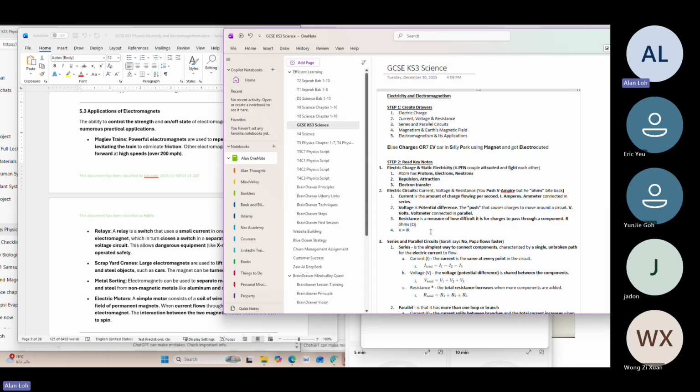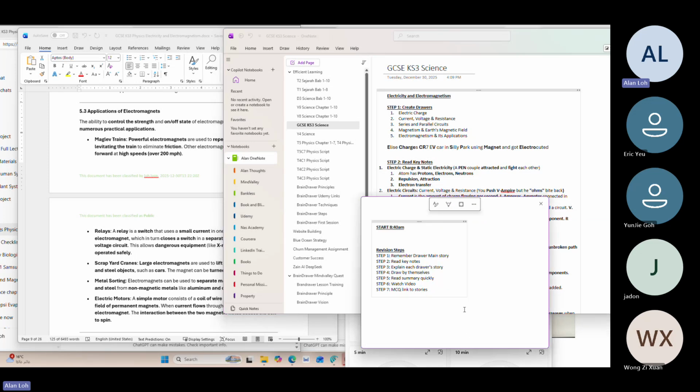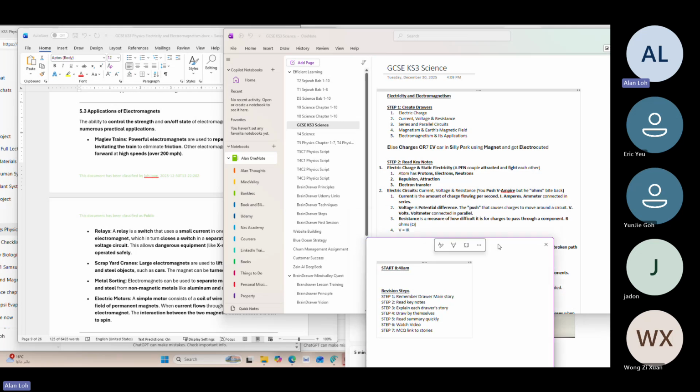So same goes to drawer number 2. Maybe I will try to test Yunjie. Yunjie, tell me about what you have learned in drawer number 2. If someone is asking you, explain to me what do you know about current, voltage, and resistance?